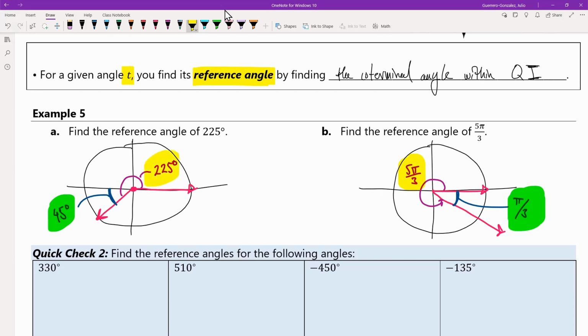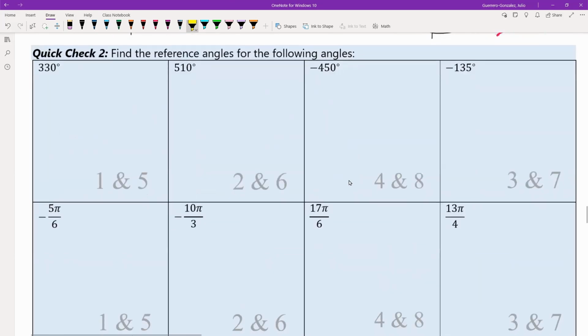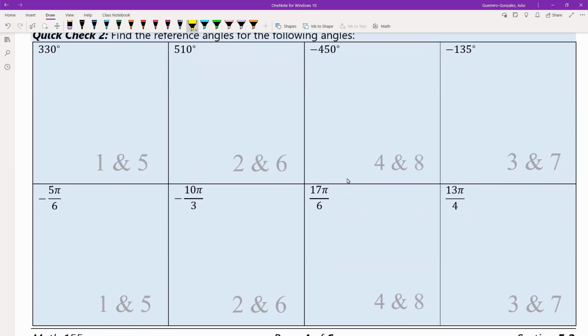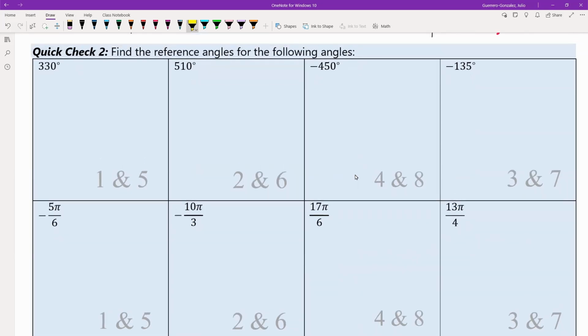Same way that I was doing it over here. If I wanted to do the work for 225 degrees, instead of doing work for 225 degrees, I can go ahead and use the values for 45 degrees. And I'm done. Modify what I need. This is going to take a little while, so I'm going to have you guys practice a little bit more on the quick checks once we get there.